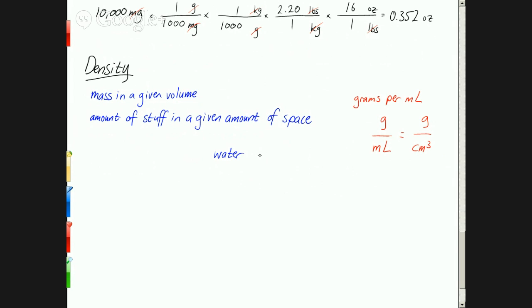The density of water is 1 gram per milliliter, or about 1. It depends a little bit on temperature, but it's always really close to 1, like 0.999 something or 1.00 something. So anything that is more dense than water sinks in water and has a density of greater than 1. Floats, it has a density of less than 1.